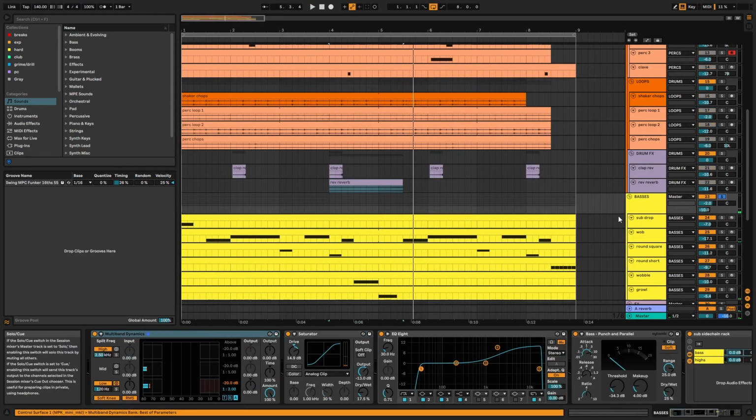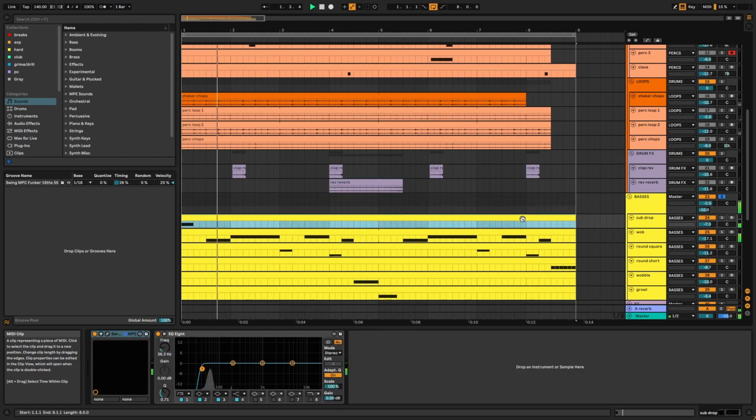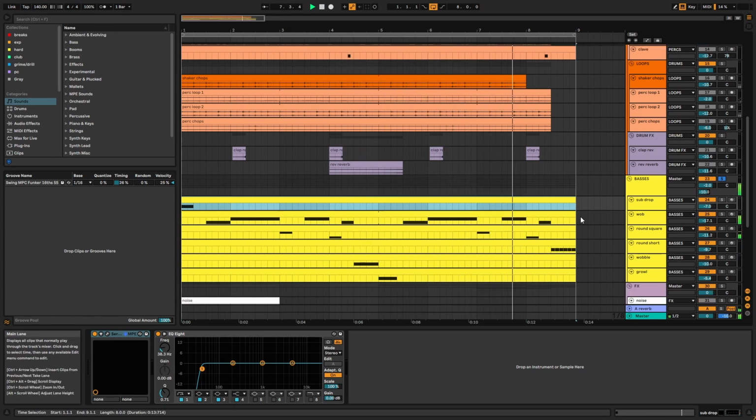Next, we have the basses. I've used 6 bass patches here, with this approach inspired by Contagion and the Roteks. First, we have the sub drop.